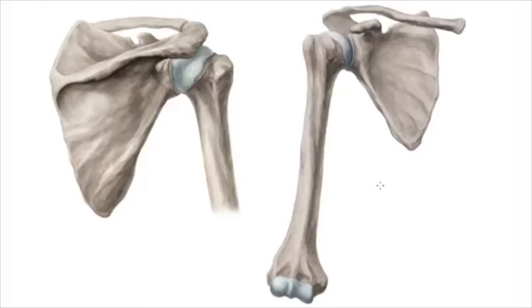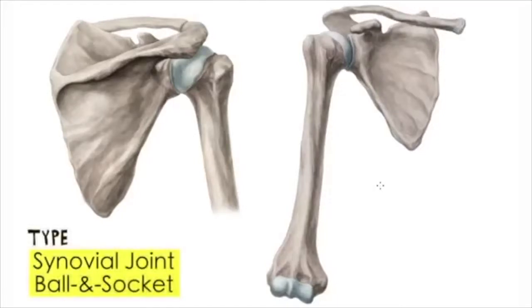One thing that you need to know about this joint is about the type. This is a synovial joint, a ball and socket, which, as you know, ball and socket joints have great freedom of movement.